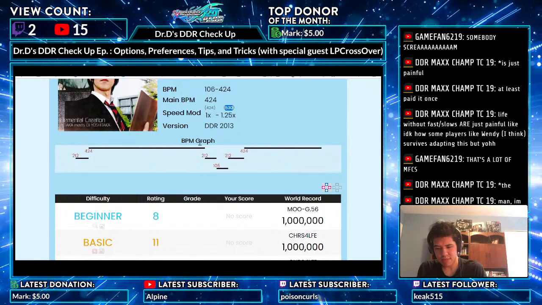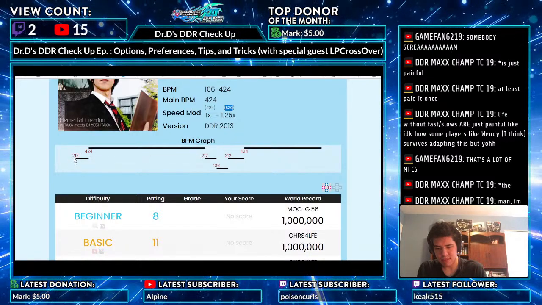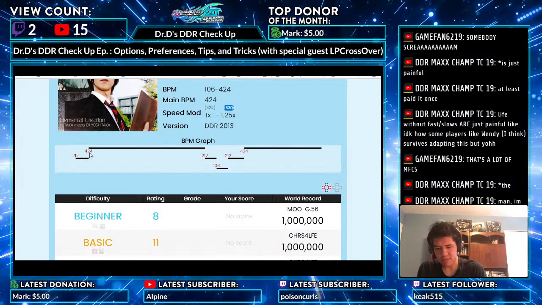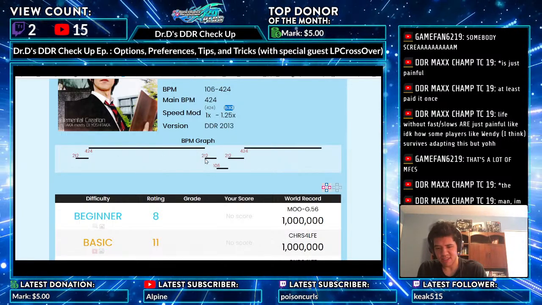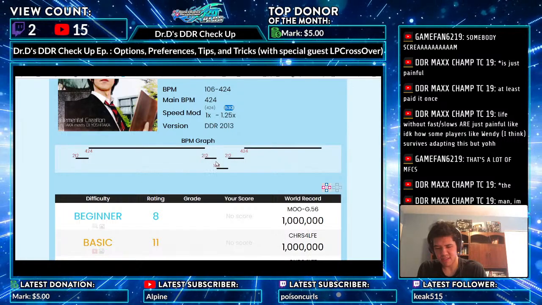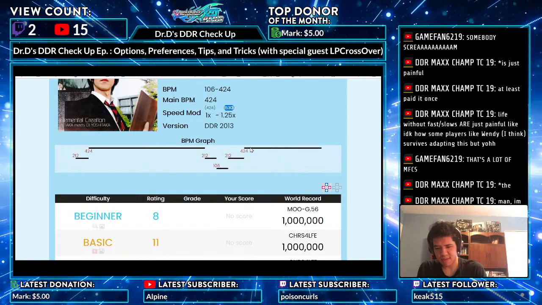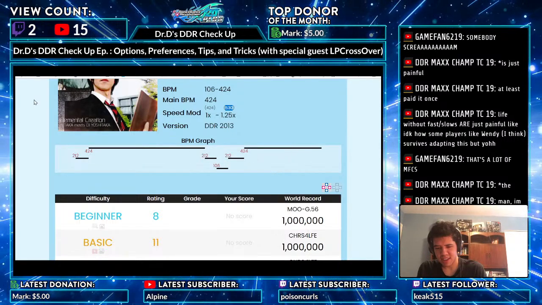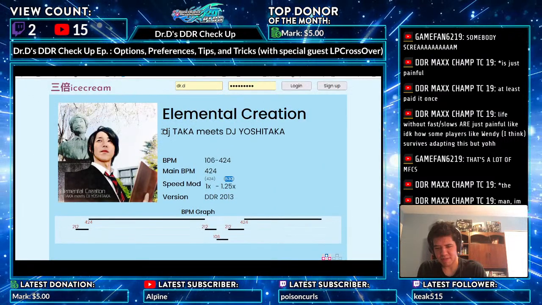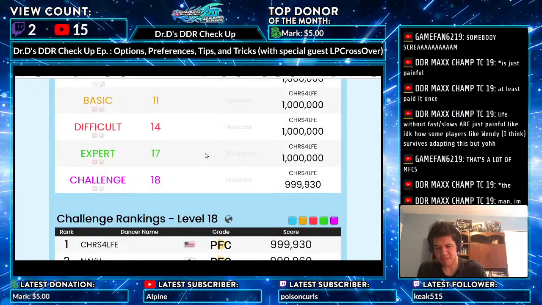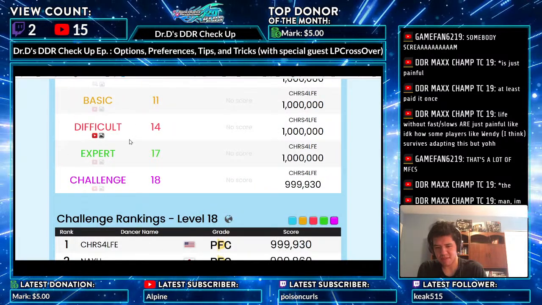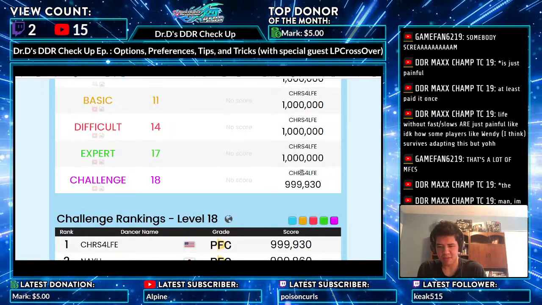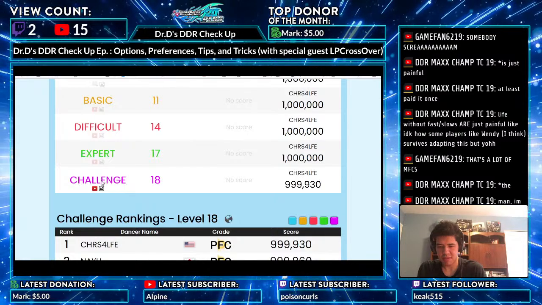This is the BPM graph. It starts at 212 for that long. Then it's going to be 424 for this long. Slow down to 212 again. And then it'll slow down to 106, then back up. So it's a really cool feature. It does the same thing with stops. If a song has a stop, it'll show you that as well. And even more cool, if you go to this, if you want to say, what is the challenge chart?